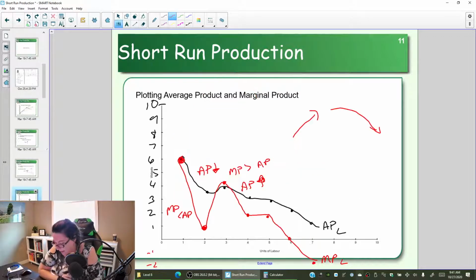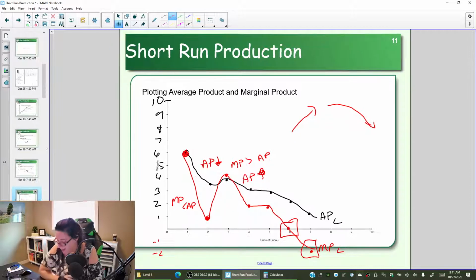Well, if we go back to our example here, notice that the marginal product of labor became negative at 7 workers. So here, when we add the 7th worker, they are reducing the amount. They're not adding to the production, they're reducing. And here, at the 6th worker, when we add that 6th worker, they were adding nothing to production.